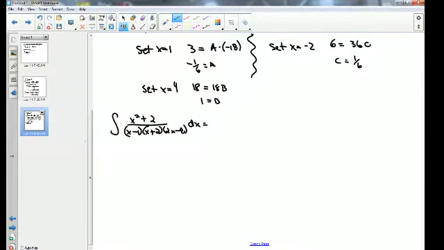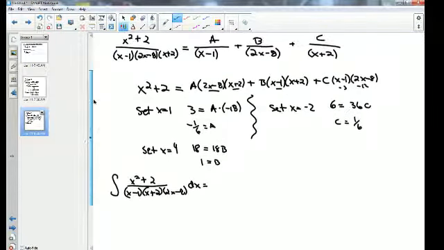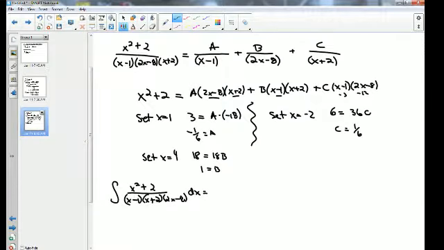Just for formality's sake, I'm writing that out. You do not have to. Okay, now I'm going to go back to the original part and place my numbers correctly. So I have A, and in reality you can actually put it out front if you want, or you can put it here. And then B is 1. And C is 1/6.